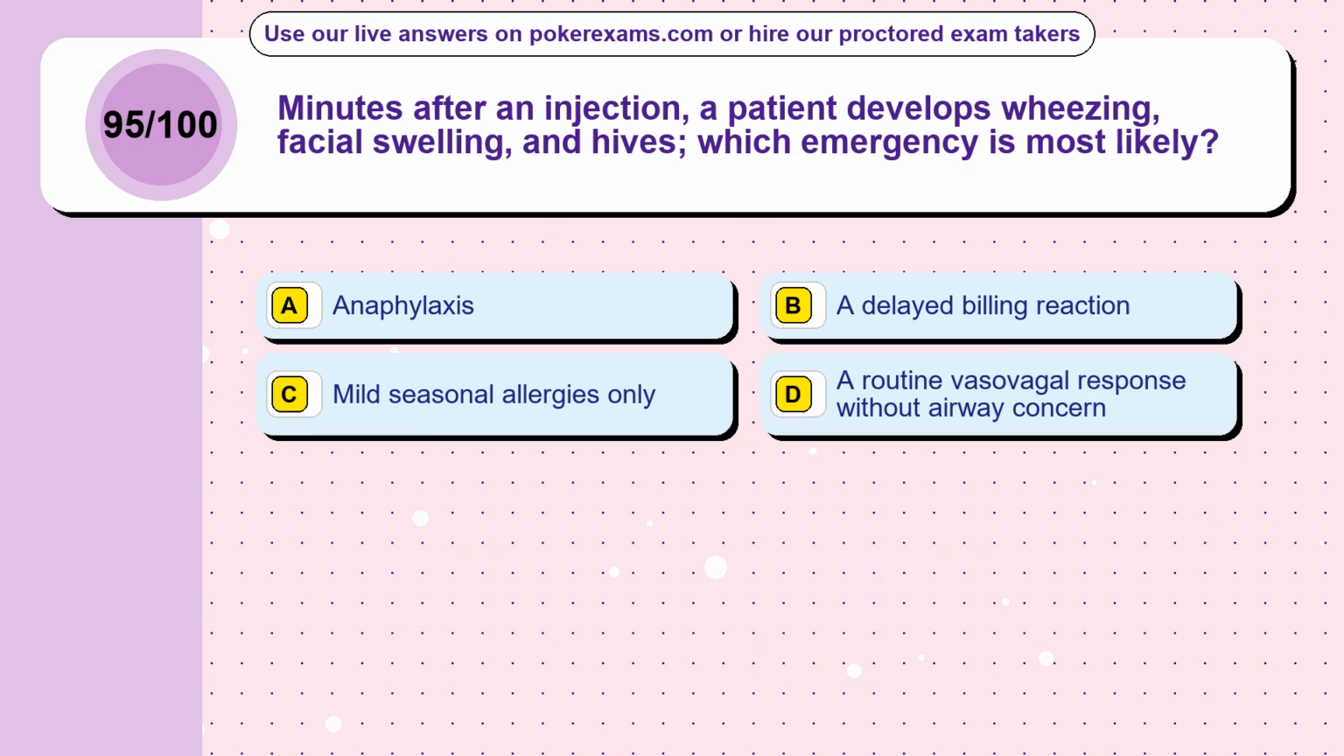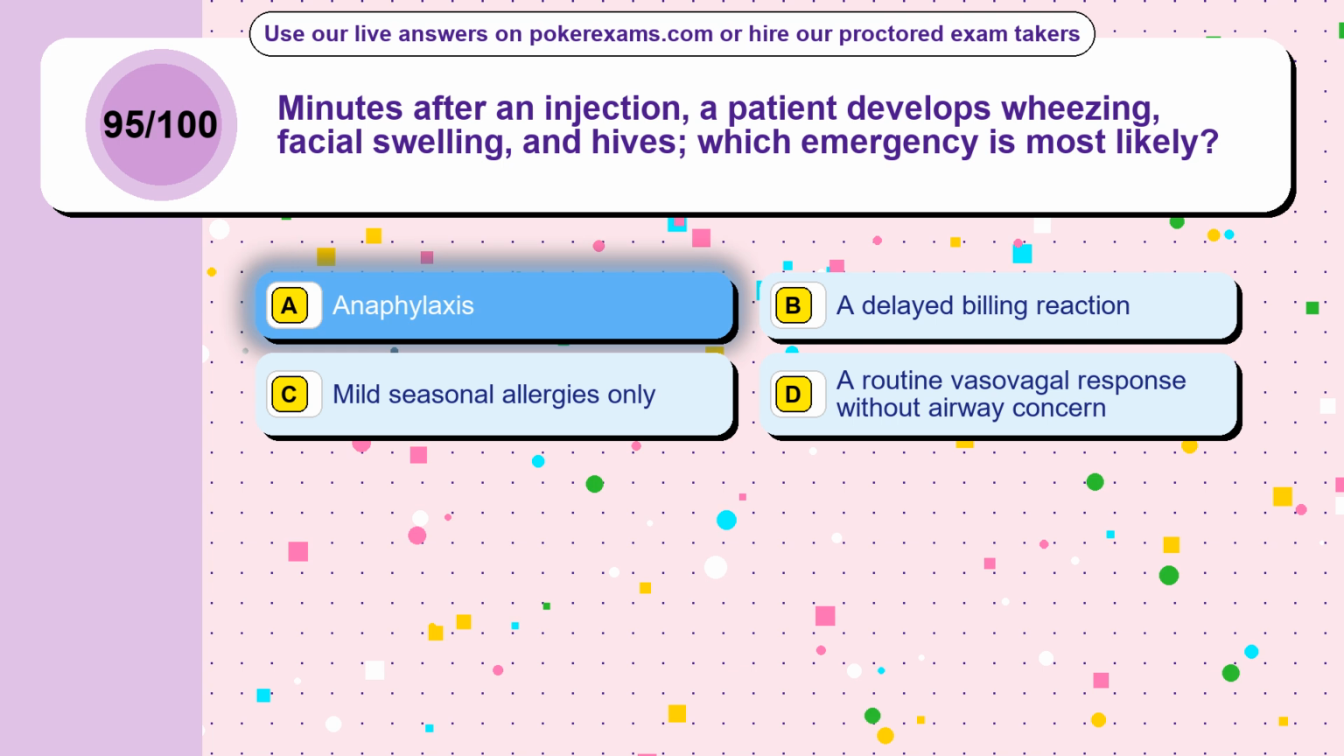Question 95. Minutes after an injection, a patient develops wheezing, facial swelling, and hives. Which emergency is most likely? Option A. Anaphylaxis. Option B. A delayed billing reaction. Option C. Mild seasonal allergies only. Option D. A routine vasovagal response without airway concern. The correct answer is option A.